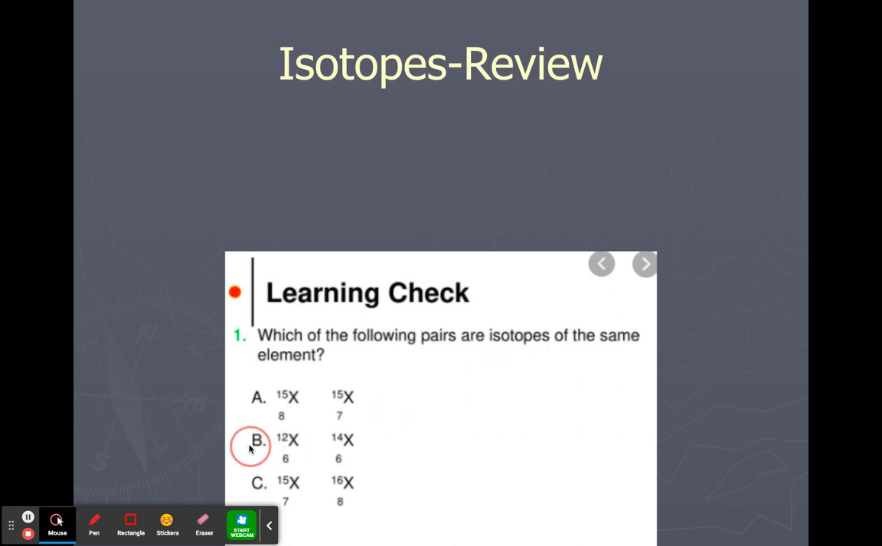Okay, hopefully you found B. Same atomic number, different masses. That would make these isotopes. So, turns out most isotopes are stable, but some are not. And that's what we're going to learn about in nuclear chemistry. The unstable isotopes.